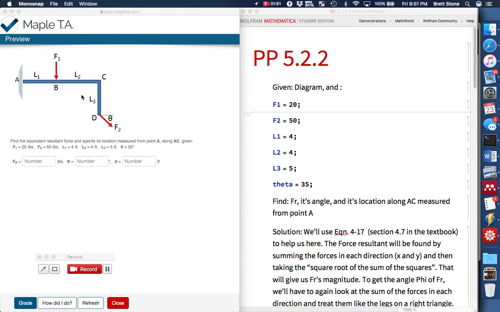So you can find the resultant force, you can find its angle, but where does it act along AC? And that's kind of an interesting way to put this question.